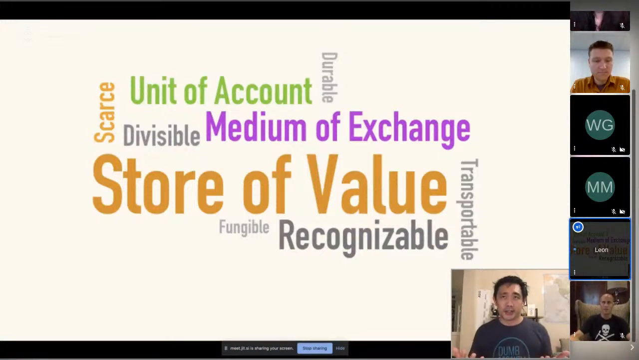So here are the characteristics of money. Money serves as a medium of exchange, a store of value, scarcity being the most important aspect of store of value. It also has to be recognizable, divisible, transportable, and fungible, meaning this piece of gold is the same as this piece of gold. I don't care which one you give me, or this Bitcoin is the same as this Bitcoin, etc., etc. Also, the strongest and most dominant form of money ends up being the main unit of account.